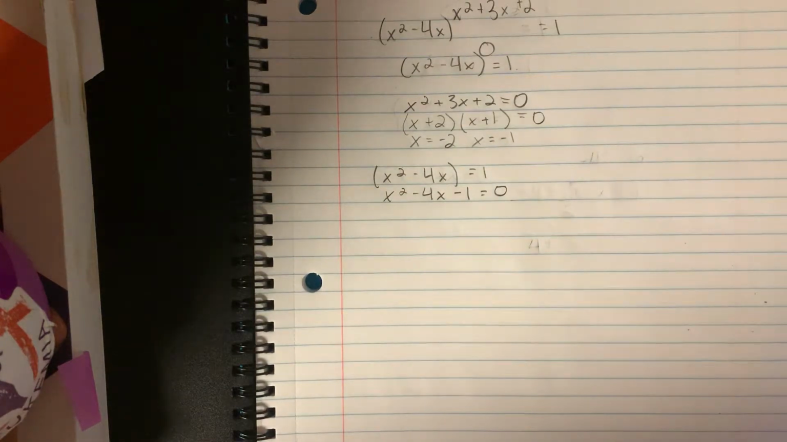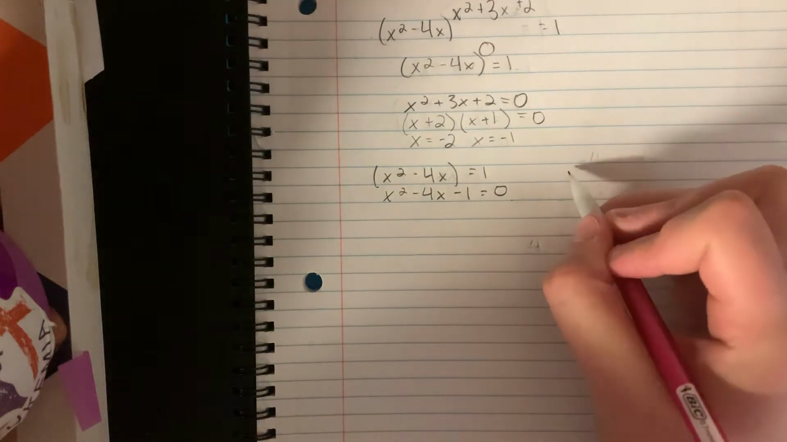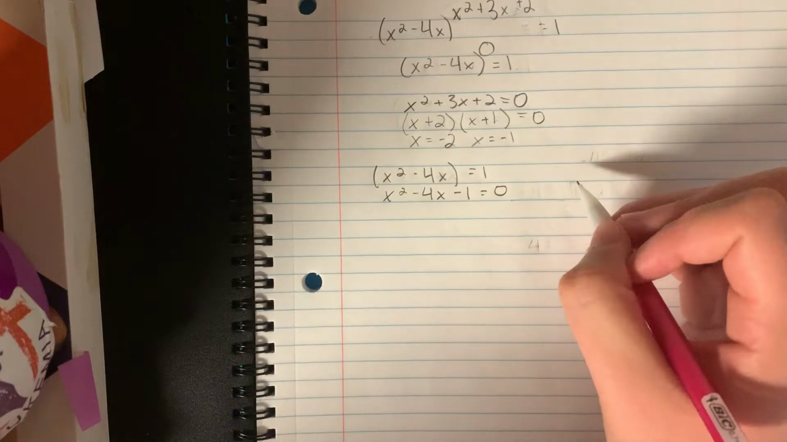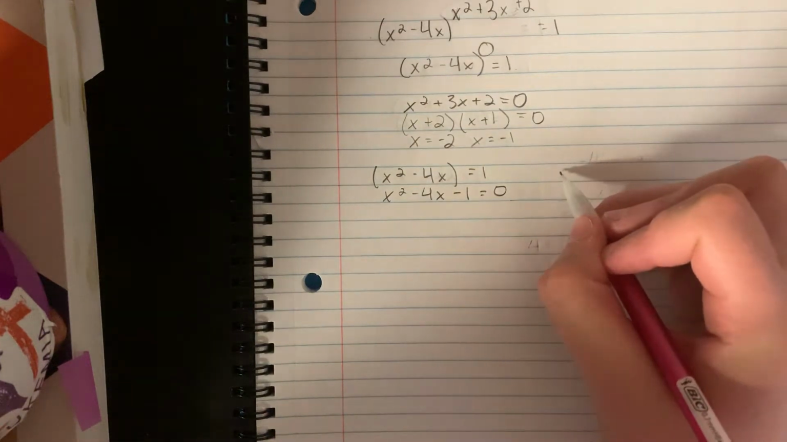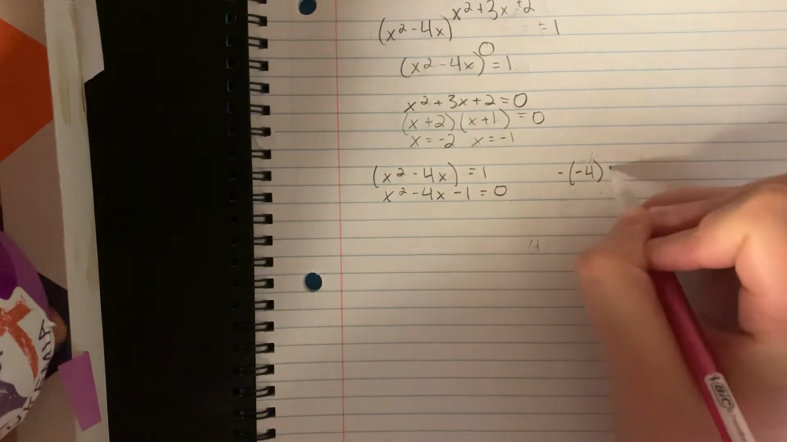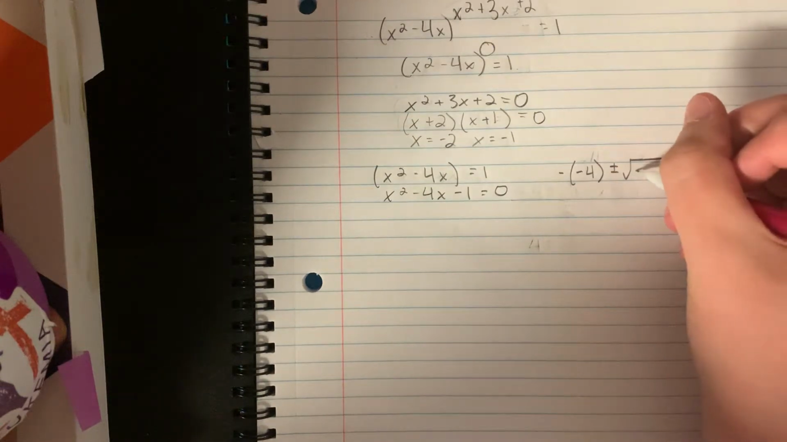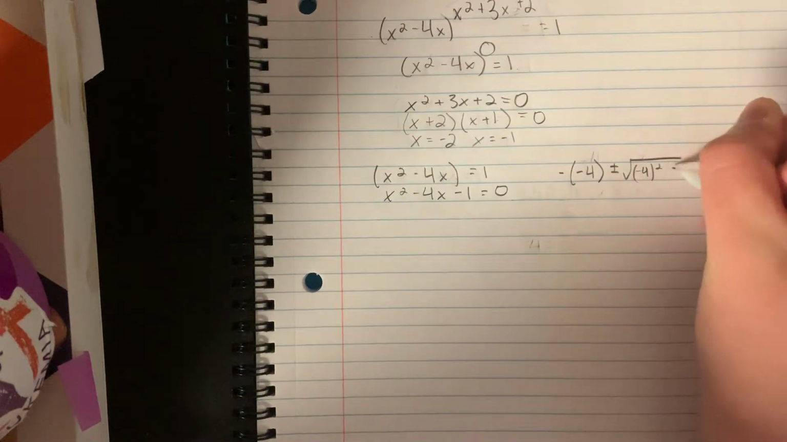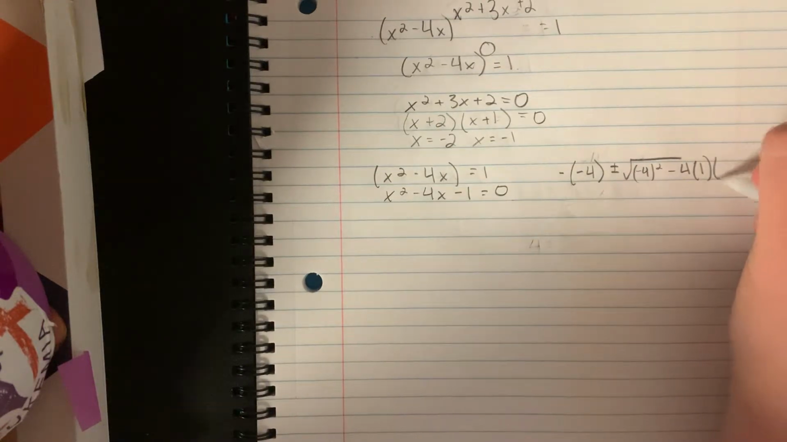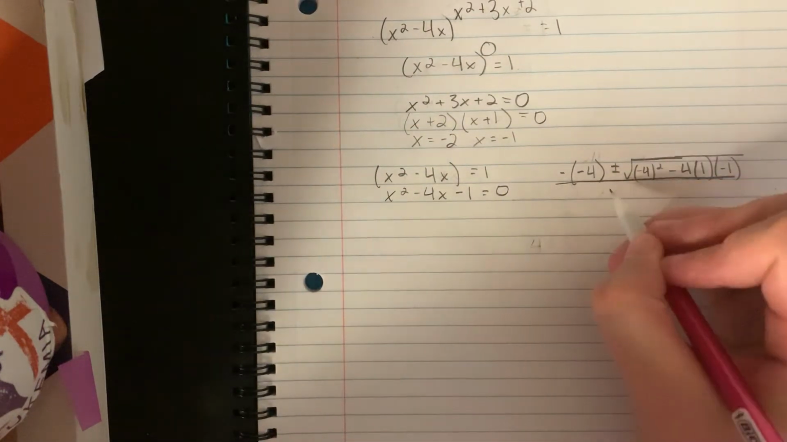And that doesn't actually factor. So we're going to have to use the quadratic equation. So negative b plus or minus the square root of b squared minus 4ac over 2a. So our b is negative 4, so 4 plus or minus the square root of negative 4 squared, minus 4 times a is 1, our c is negative 1, and then we're going to put all of that over 2a.